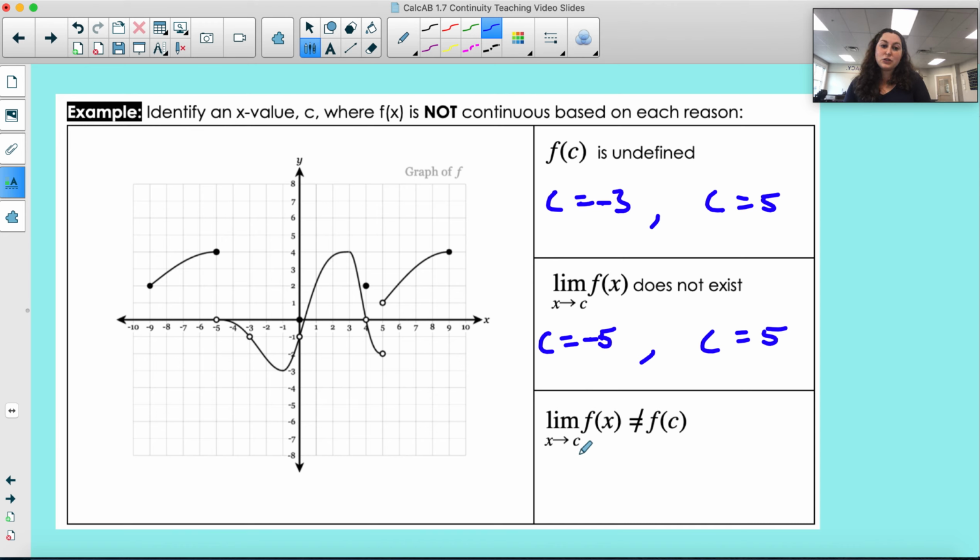The last one is saying if the limit does exist and f of c is defined, but they don't equal each other. That occurs here at c equals 0 because the limit as x approaches 0 is -1, but f of 0, where the closed circle is, is 0. That also occurs here at 4, because the limit as x approaches 4 is 0, but f of 4 is +2.